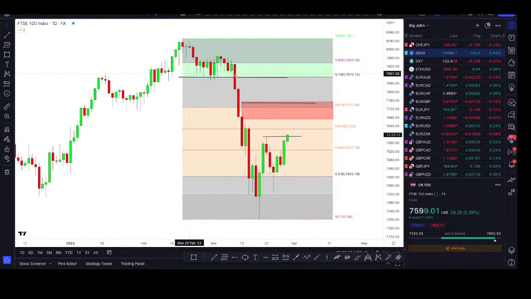As we can see, it's broke structure here from the Fibonacci. We can see the market's pulling back. The 50% is not where you really want to be getting in a trade. You want to be looking for a trade above the 50%. So the 618 is your first area of interest.